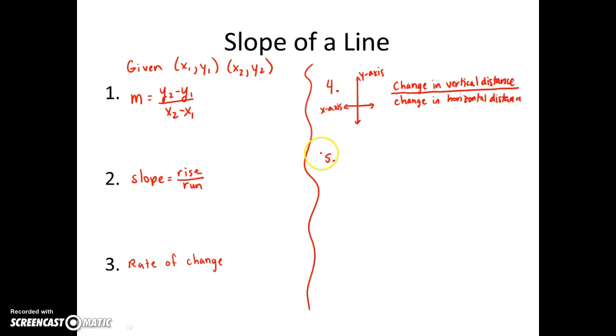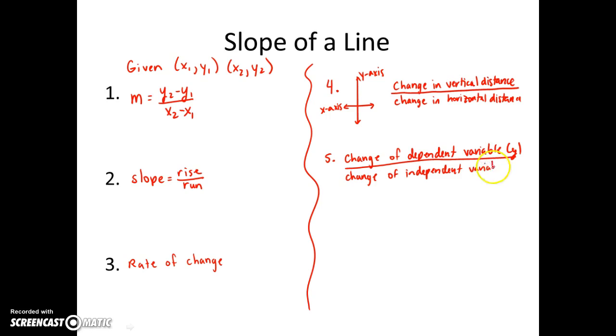And finally, if we're thinking about x's and y's as independent and dependent variables, the y is always the dependent variable, so another way to think about slope would be the change of the dependent variable, which again would usually be our y, over the change of the independent variable, which would be my x value.